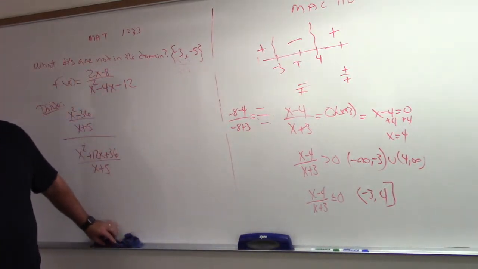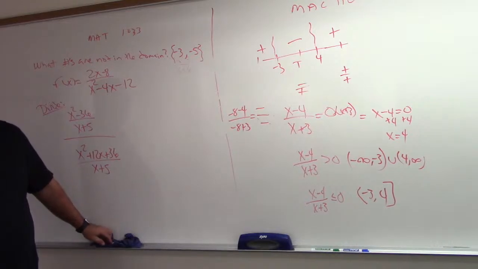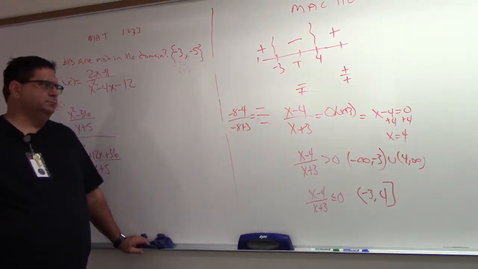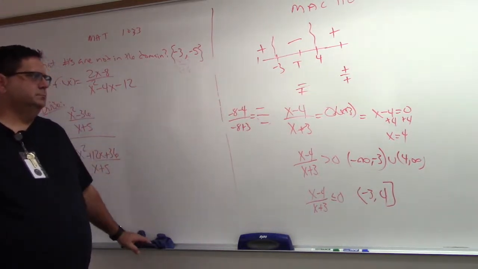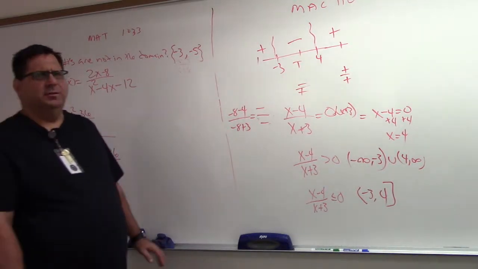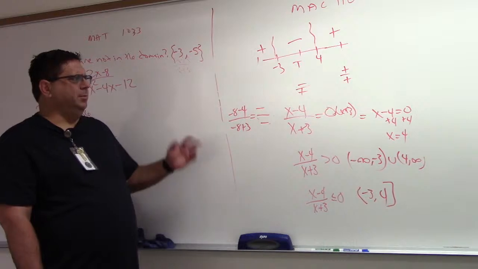Is the second answer always going to be a union, or only if there is a negative in the middle? Say it again. Like the negative infinity to -3, union 4 to infinity. Is it always going to be a union answer there? It's not always, most of the time. It just depends on how the problem sets up.